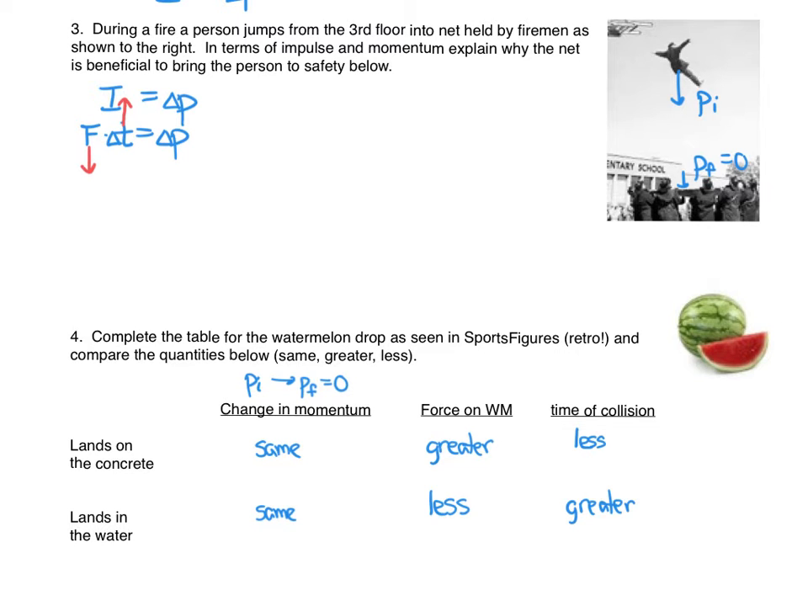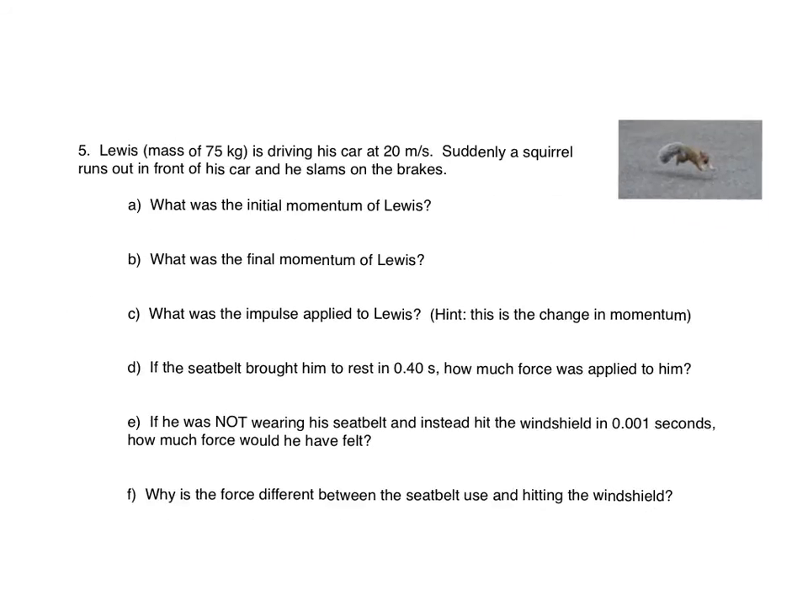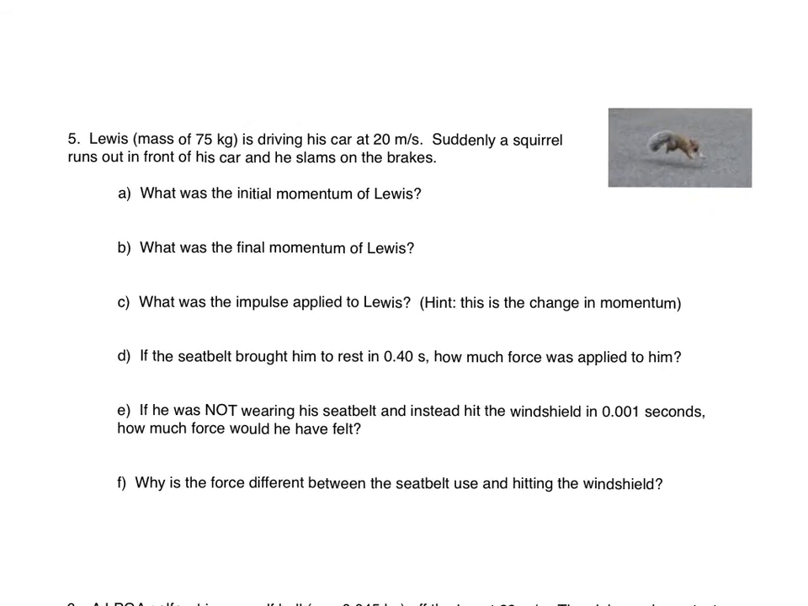Okay. All right, let's check it out with some problems here. It's Lewis and the squirrel, first of all, right? So we're driving down the road at 20 meters per second, and the squirrel jumps out in front of the car. He's got to slam on the brakes, right? So what's the initial momentum of Lewis? So that's the person, right?